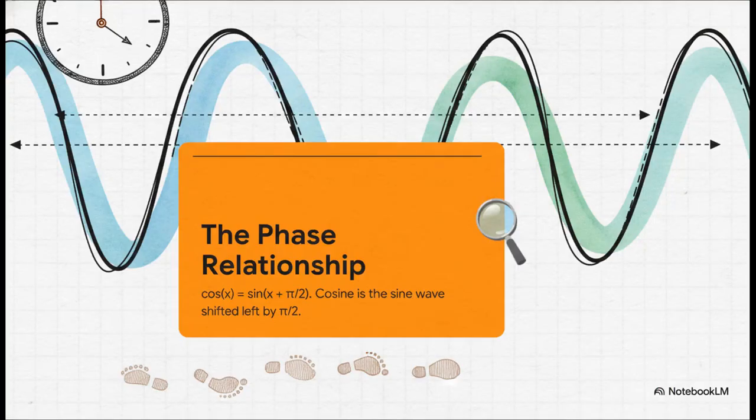In math, we call this a phase shift. The cosine of x is exactly the same as the sine of x plus pi over 2. And remember, when you add to the input of a function, you shift its graph to the left. So you can think of the cosine wave as leading the sine wave. It gets to every point in the pattern a quarter period earlier.